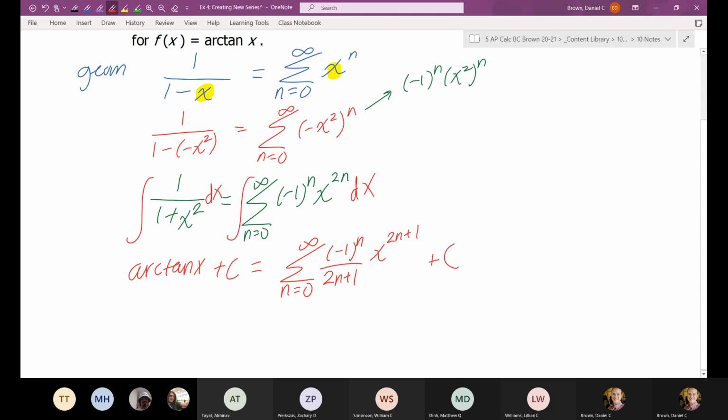What do we know about the plus c's on both sides? They cancel, they're the same. So what have we found? Arctangent of x without having to do a long table. And in many ways, still using one of the memorized 5. And this would be the formula you have for arctangent.